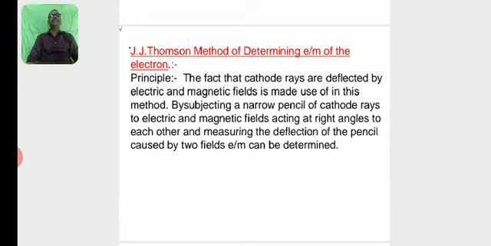J.J. Thomson's method of determining e/m of the electron. What is the principle of the experiment? The fact that cathode rays are deflected by electric and magnetic fields is made use of in this method. By subjecting a narrow beam of cathode rays to electric and magnetic fields acting at right angles to each other, and measuring the deflection of the pencil caused by the two fields, e/m can be determined.